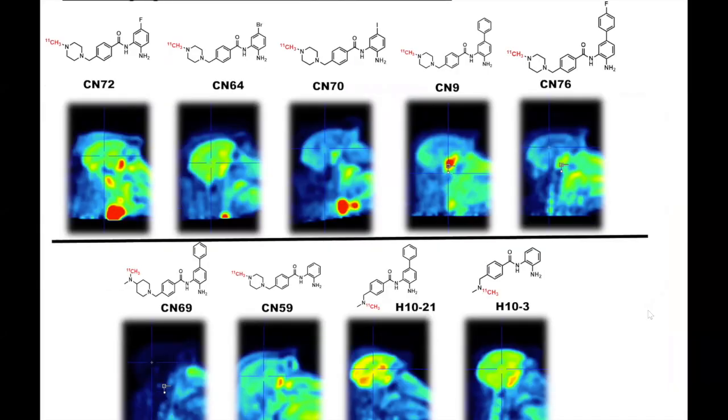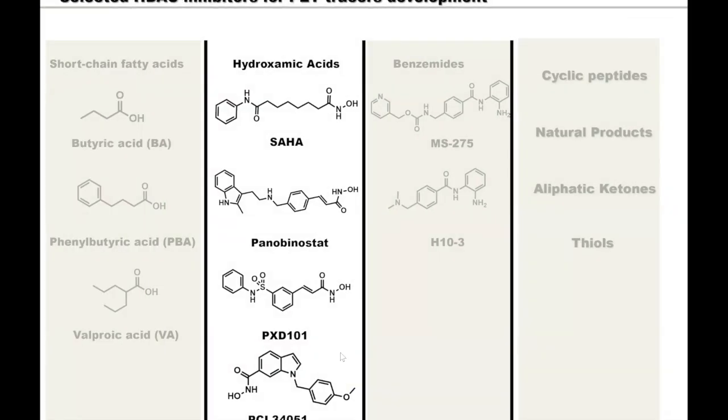Still at Brookhaven, they modified the structure and introduced carbon 11 to different structures with different groups. They showed different brain uptake, some very high, some low, even with very similar structures. From here, we see these two, which we call H1021 and H103, have some brain uptake, but the specific binding is not good enough to move forward with the study. So we stopped here for this family of HDAC inhibitors.